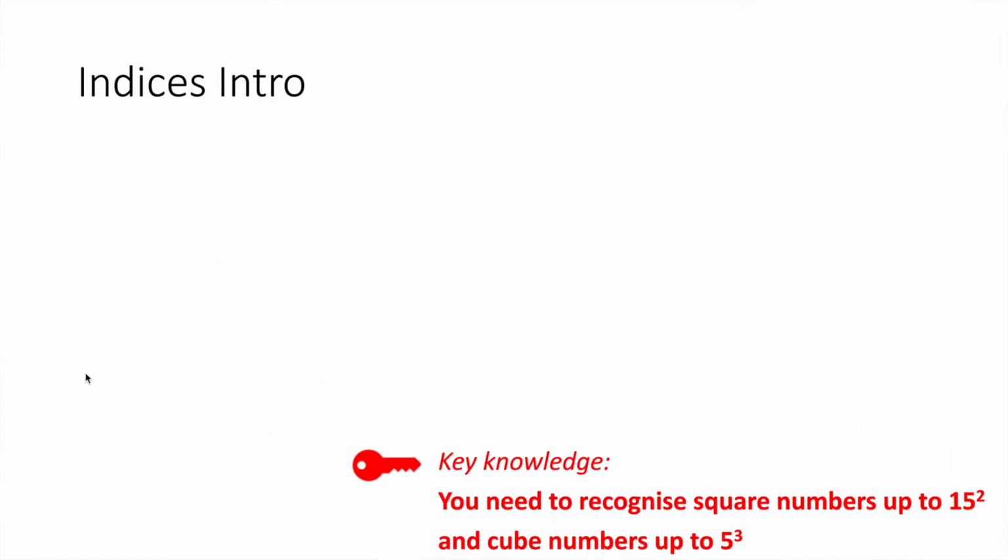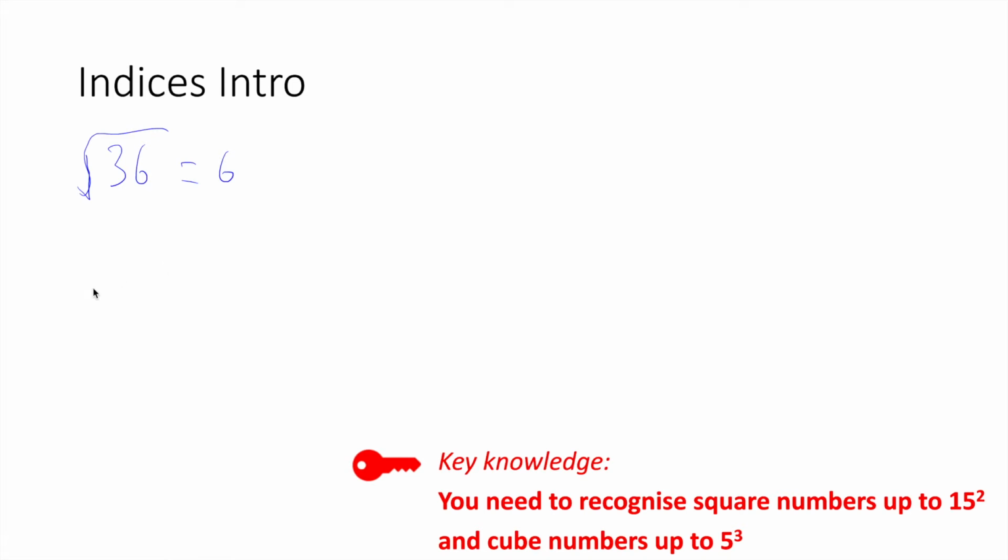Right, so I put a key knowledge at the bottom. You need to be able to recognize square numbers up to 15 squared and cube numbers up to 5 cubed. For example, you need to be able to recognize that 36 is a square number and the square root of 36 is 6. Alright, so this sign here means square root. You need to be able to recognize that.